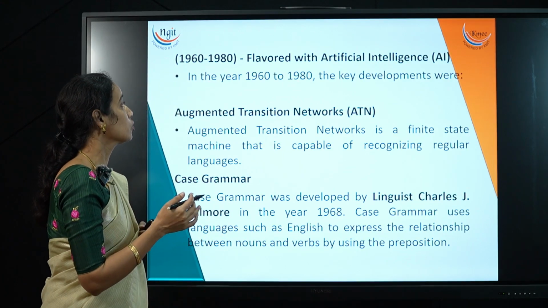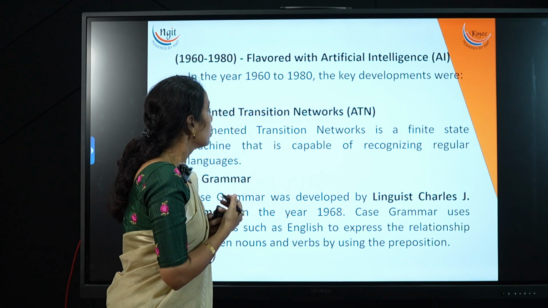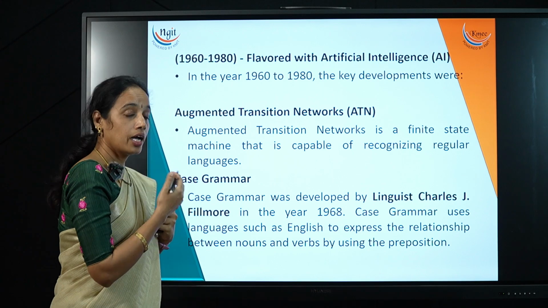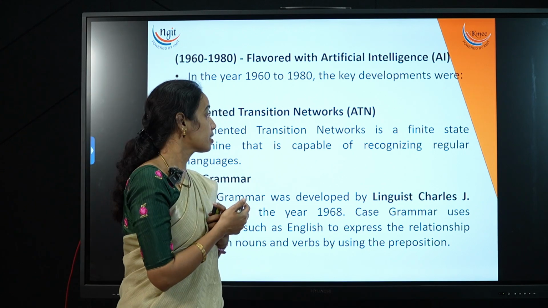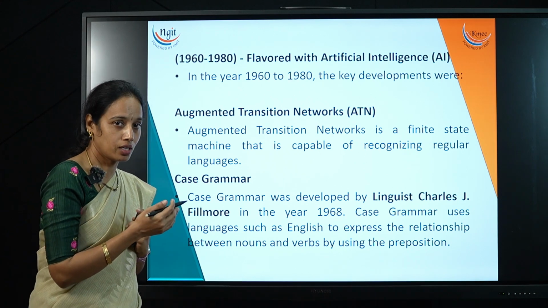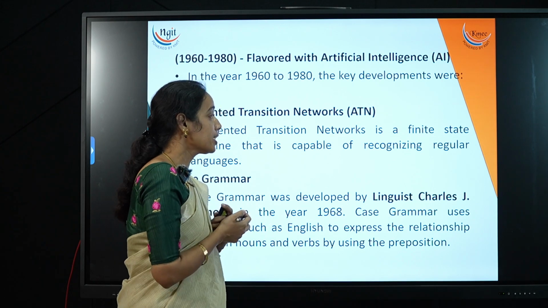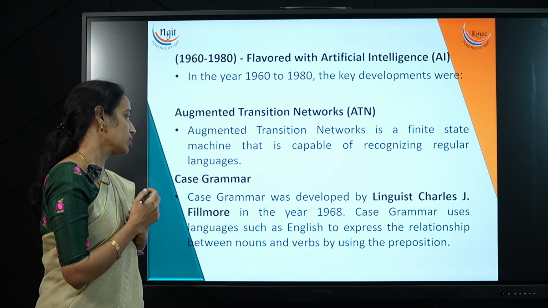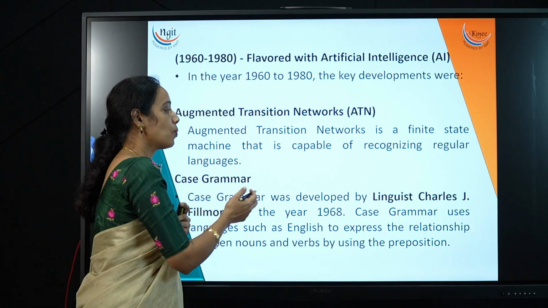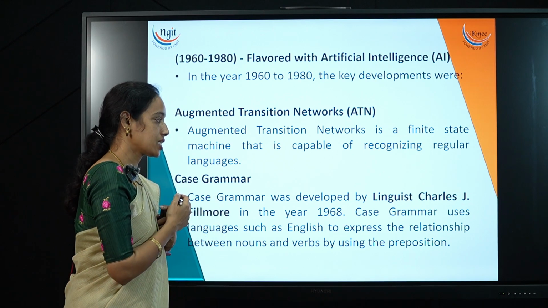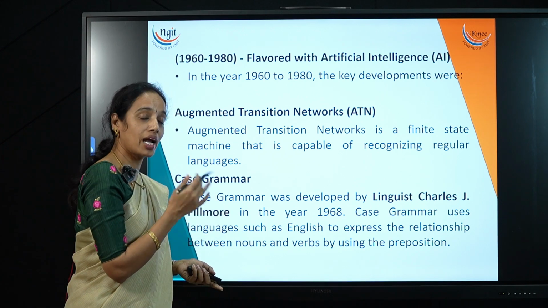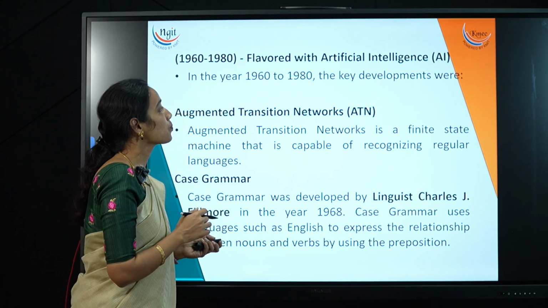Then from 1960 to 1980, after 2 more decades, key developments were made in NLP, because it was flavored with artificial intelligence, that is augmented transition networks, which are finite state machines. You have heard of finite state machines in automata, and they are capable of recognizing regular languages. There is also one more, called case grammar, developed by Charles Fillmore in 1968, which uses languages such as English to express the relationship between nouns and verbs by using prepositions.